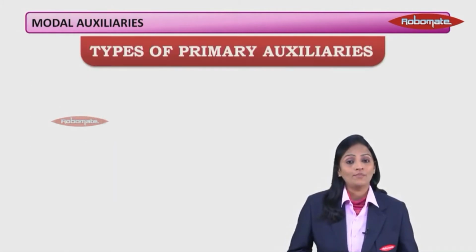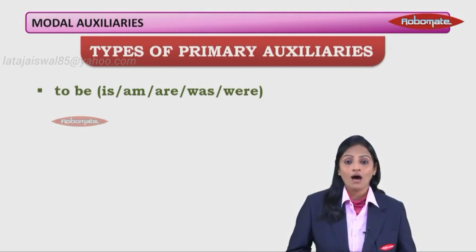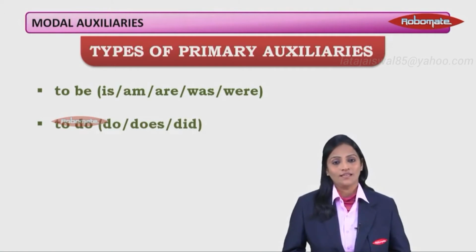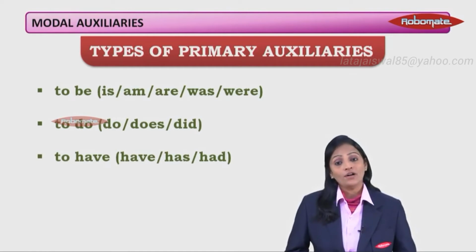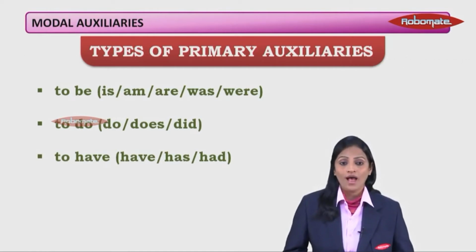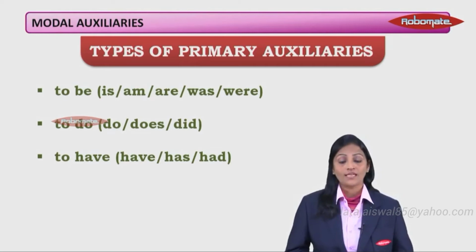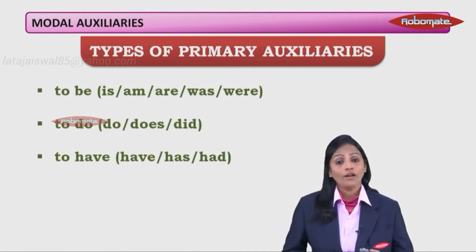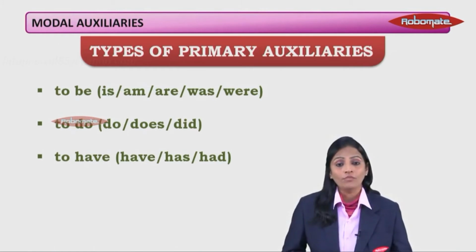Now, what are the examples of primary auxiliaries? To be form, that is am, is, are, was, were. These are the to be forms. To do, that is do, does, did. To have, has, had. Students, the functions of to be, to do, to have are actually different from expressing a mood. A to be form is used in order to create a continuous tense. Is writing, are playing, or even a passive voice. He was killed.